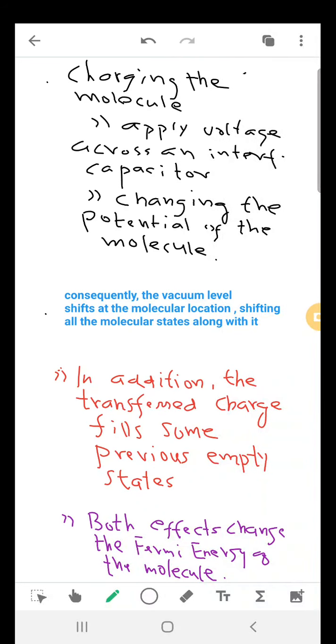Now, the charge in the molecule changes when we apply a voltage across the capacitor and change the potential of the molecule. This is what is meant by charging or charge transfer. So there are vacuum level shifts at the molecular location, shifting all the molecular states along with it. In addition, some previously empty states get filled. Both of these will affect the Fermi level of the molecule.